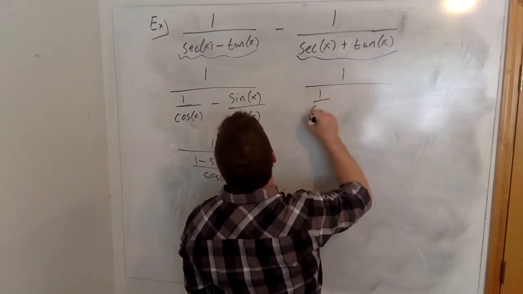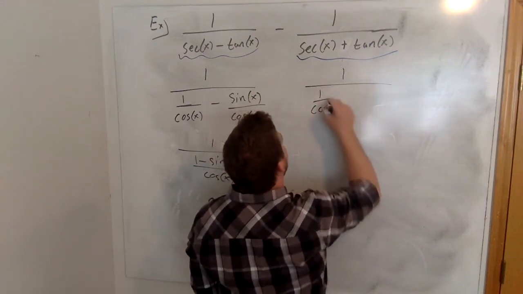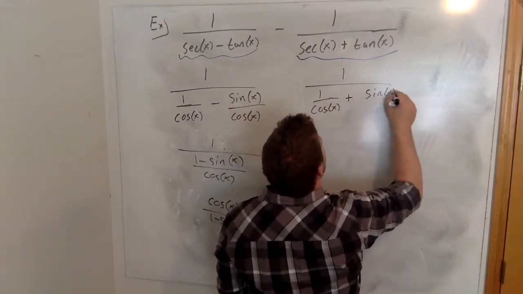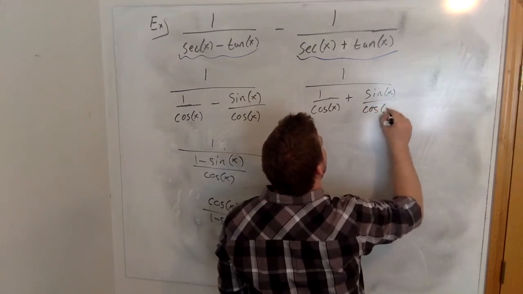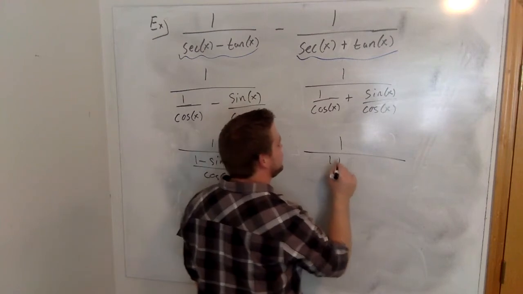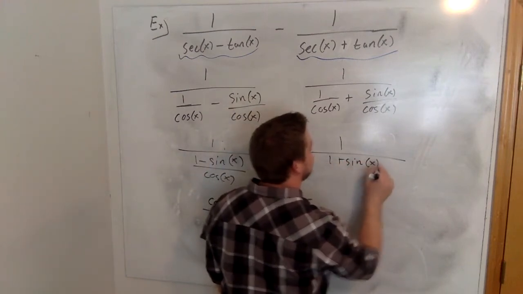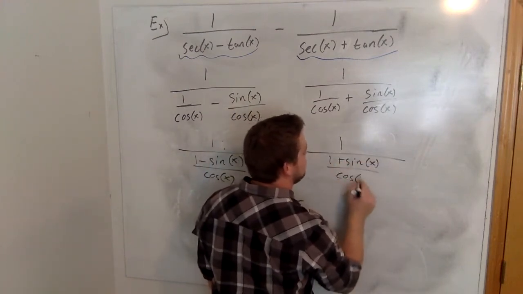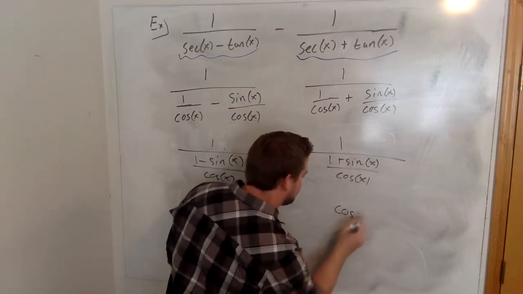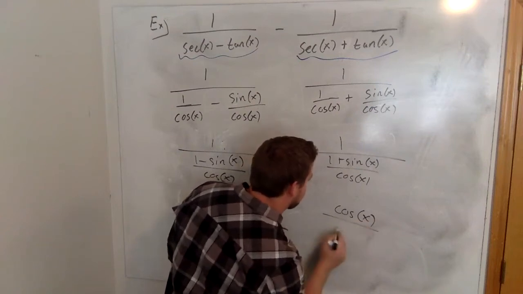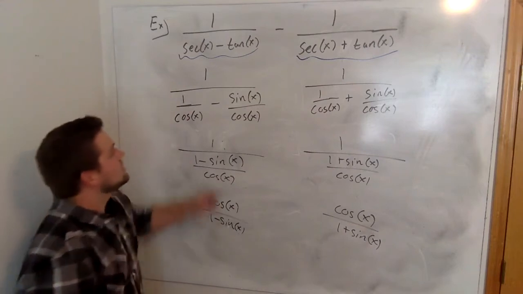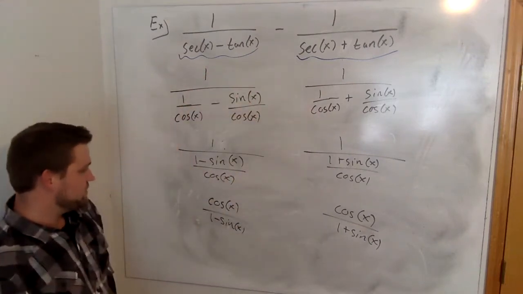We're still going to get a 1 over cosine of x, plus a sine of x over cosine of x. So this is a 1 all over a 1 plus sine of x all over cosine of x. We can just flip and multiply. This is the same thing as cosine of x all over a 1 plus a sine of x. So I've cleaned up both of these pieces here.